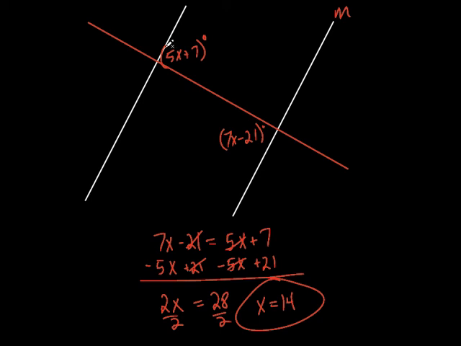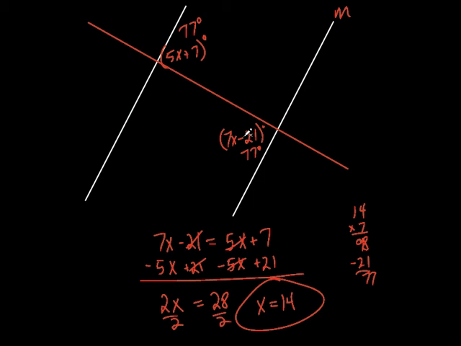Make sense? So if you wanted to, you could put it in here. 5 times 14 is what? 70. Is that right? 70 plus 7 is 77. So this angle is 77 degrees. What should this angle be if we did this right? It should be 77, right? Let's check to see if it is. 7 times 14. I don't know what that is. 7 times 14, that's 28, that's a 2, that's a 98, minus 21, and what's that? Oh, 77, isn't it? So this angle right here is also 77 degrees.